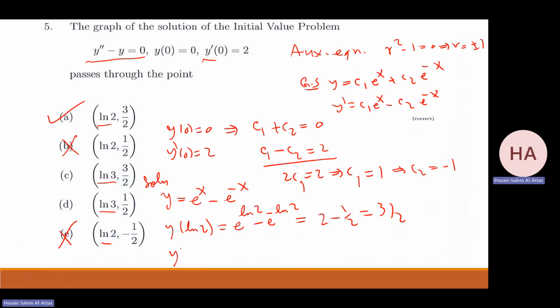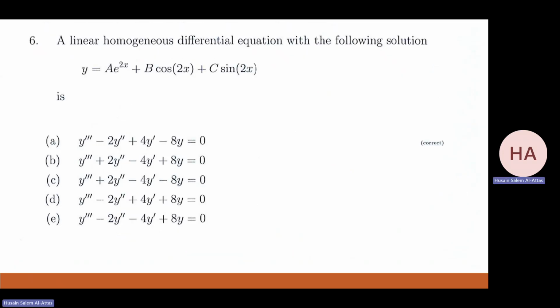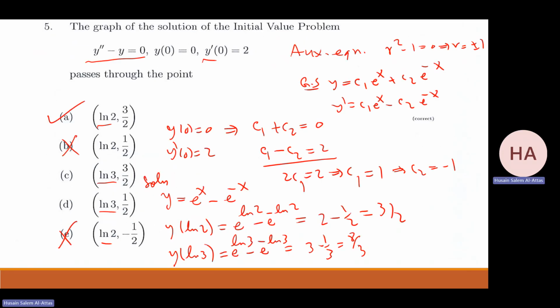Also, if you do ln 3 for completeness, that gives me 3 minus 1 over 3, which is 8 over 3. Yeah, 9 minus 1, 8 over 3. This is wrong, and this is wrong. So A is the correct answer.